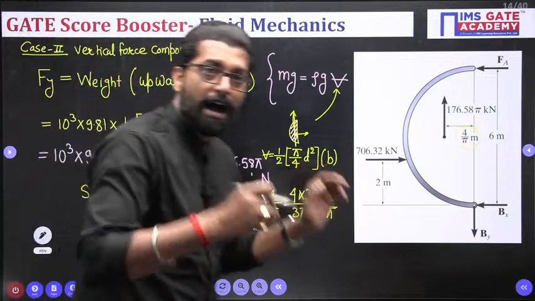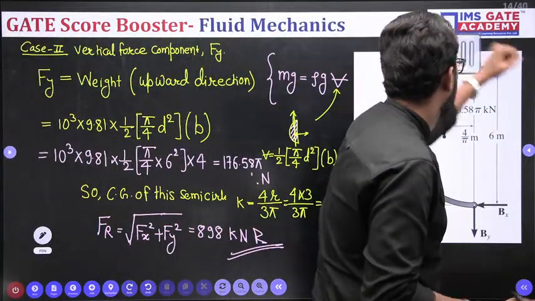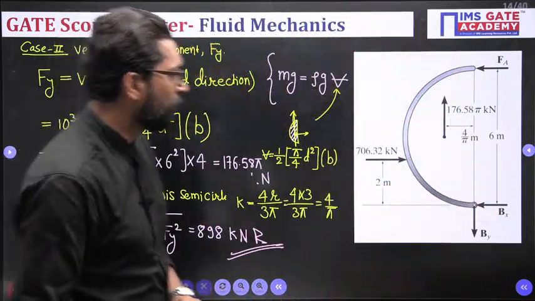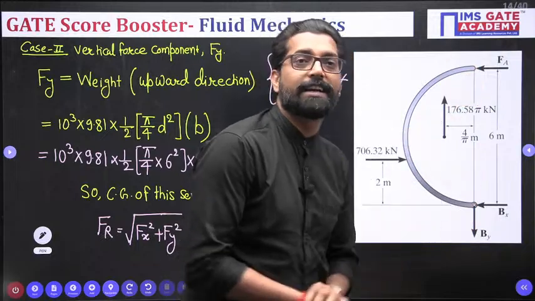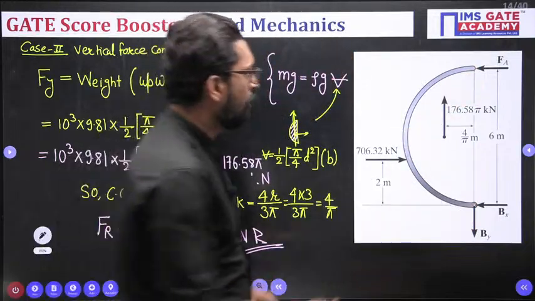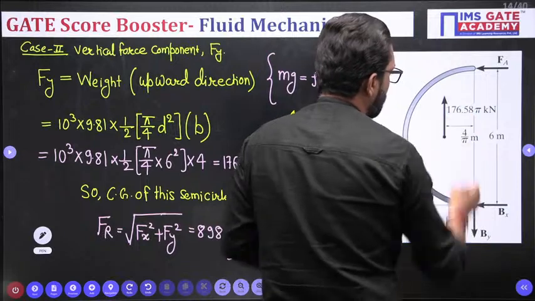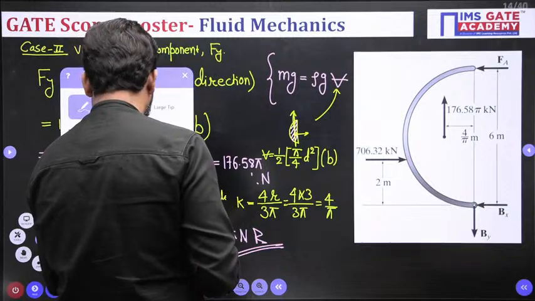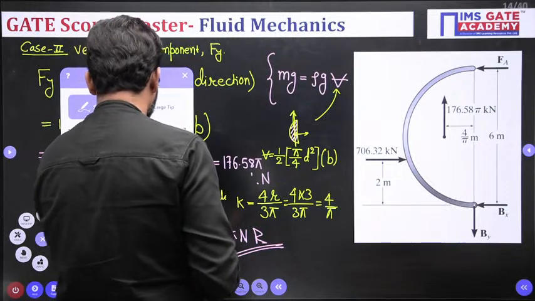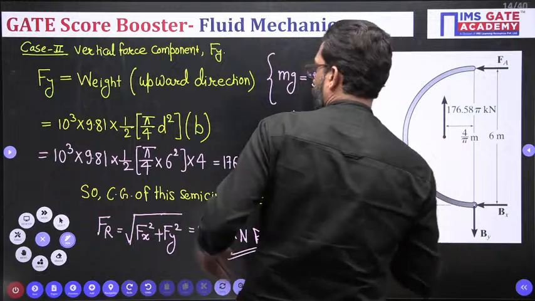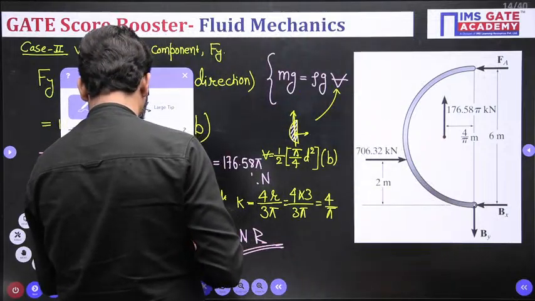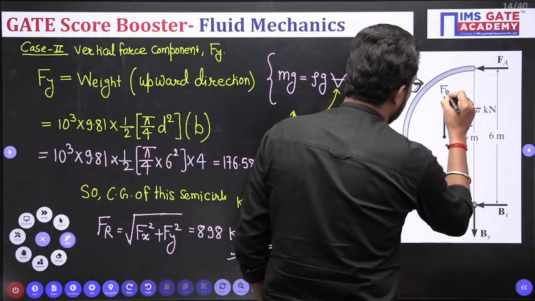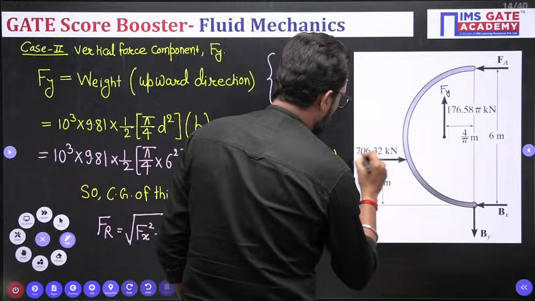Now once you have the resultant force, draw the free body diagram of the ring. Why? Because they are asking what is the reaction at point B and what is the reaction at point A. So if this is your ring and this force is passing, this is your vertical force, this is your Fy, and this is your Fx.